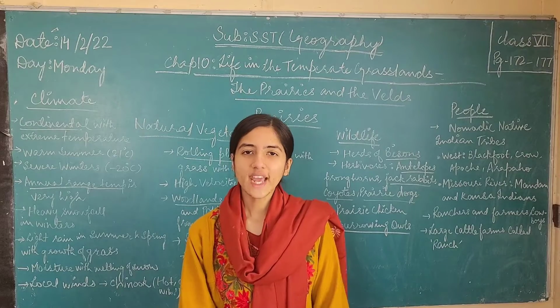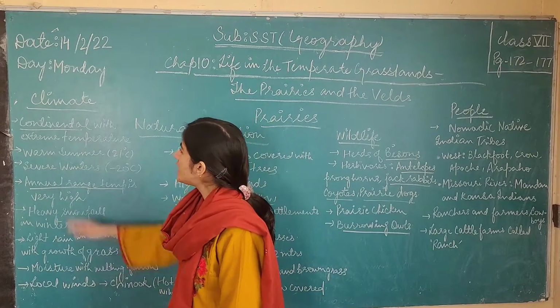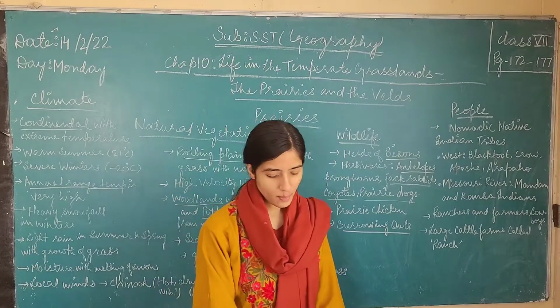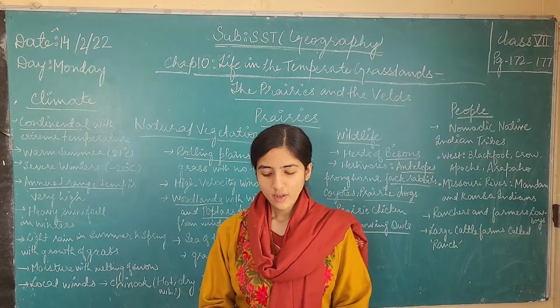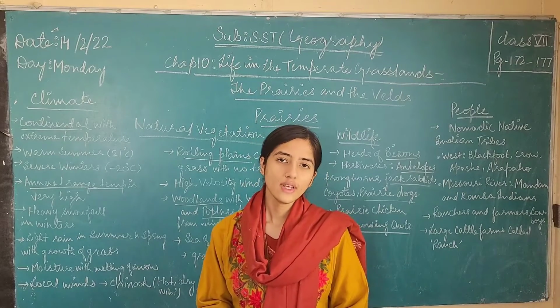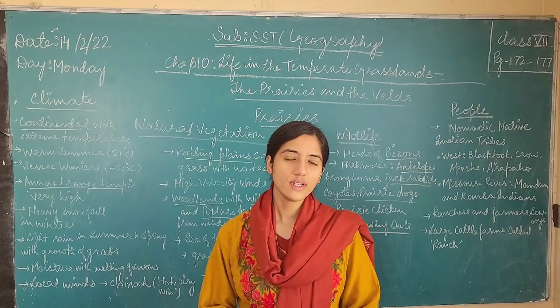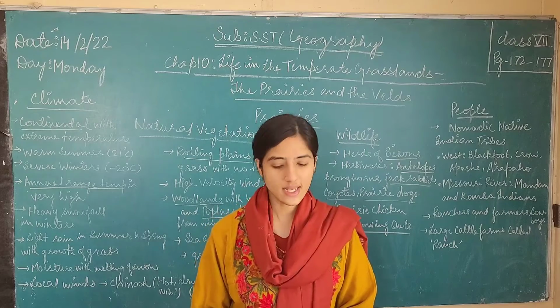So let us explore the type of climate that is there in the prairies grassland. The prairies grassland has the continental type of climate. What is the continental type of climate? It is a climate which is characterized by hot summer, cold winter and little rainfall. This type of climate is called continental climate, and it is there in the prairies grassland.